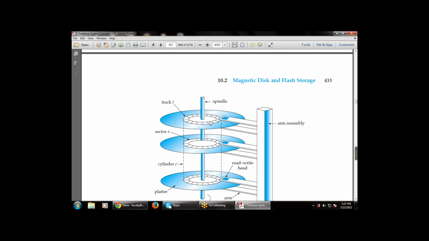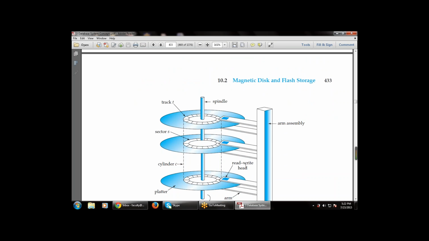These circular, oval boundaries are known as the tracks, and in between the tracks there is a sector. This is one sector. So particular squares are known as the sectors. And this is a cylinder that is available.